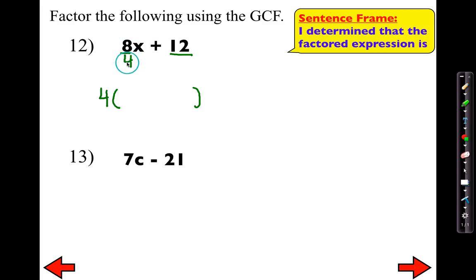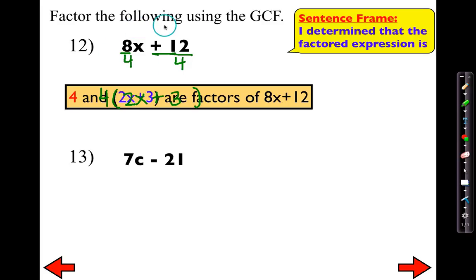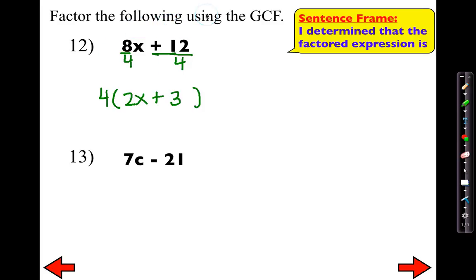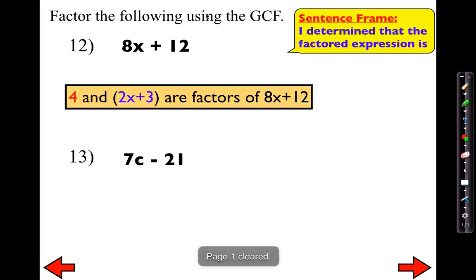So 8x divided by 4 is 2x. Here, a positive 12 divided by a 4 is going to be a positive 3. And there you have it. Now, basically what this means is I would consider 4 and 2x plus 3 as the factors. Okay, like so. They are considered to be factors of 8x plus 12. So keep that in mind.